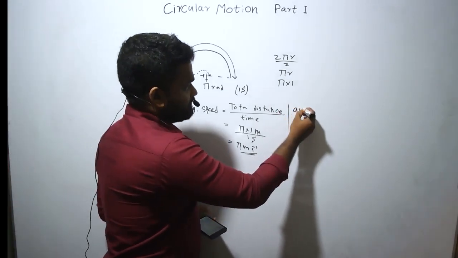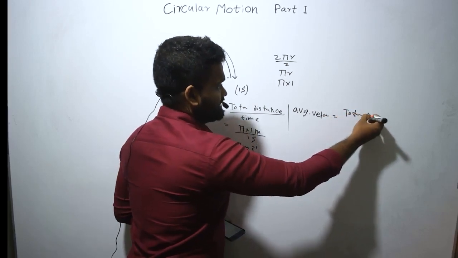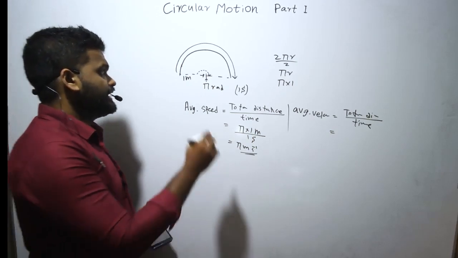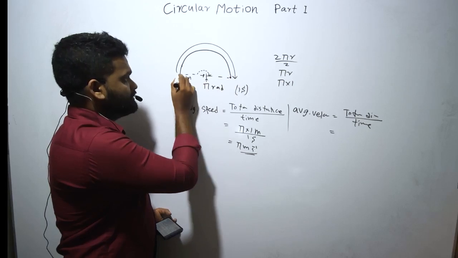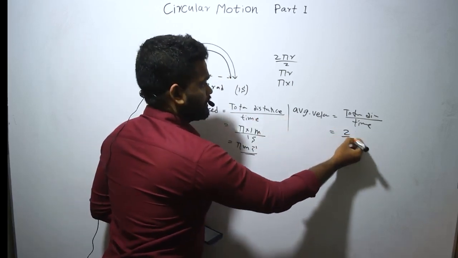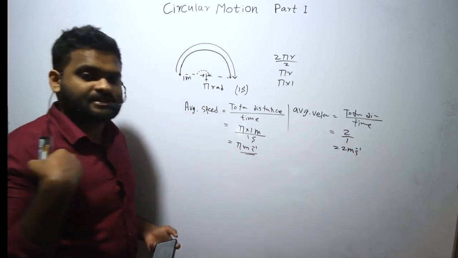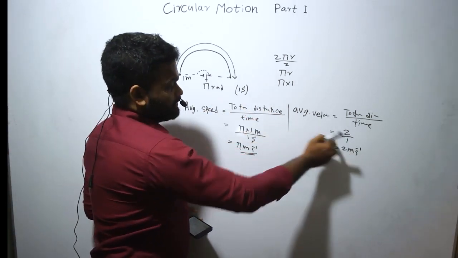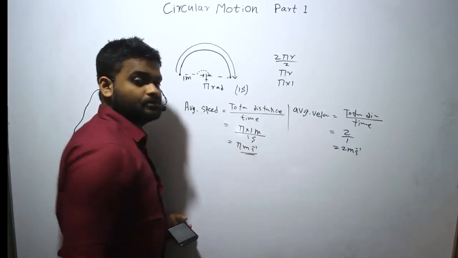Let's say they ask average velocity. Then you need to have total displacement divided by time. So what's the total displacement? Displacement means the shortest distance between the end point and the beginning, right? So the shortest distance is 2 meters, 1, 1, 2. Time is 1. So if they ask average velocity, you get 2 meters per second. But if they ask average speed, you get pi meters per second.